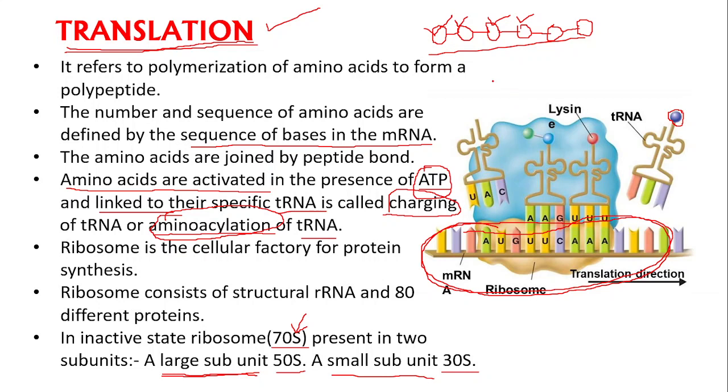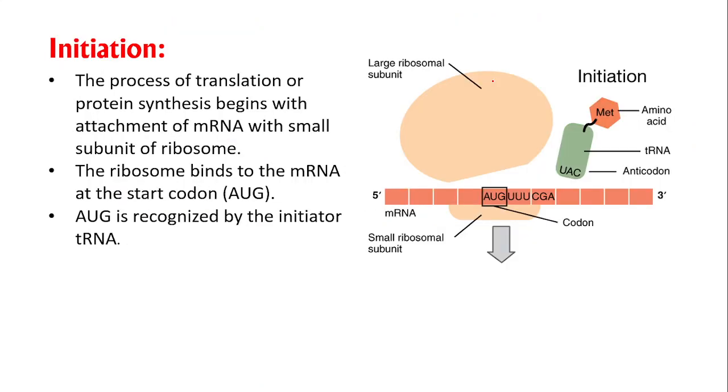The amino acid chain will be formed. And coming to the next one, the process of translation. How exactly will it take place? The process of translation takes place in 3 steps, again, as in the case of transcription, which has 3 steps. Similarly, translation also has 3 steps.